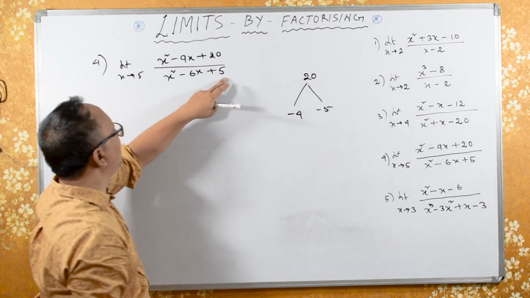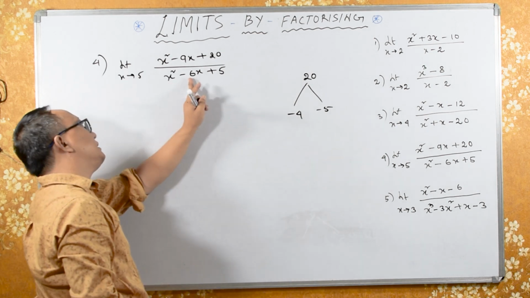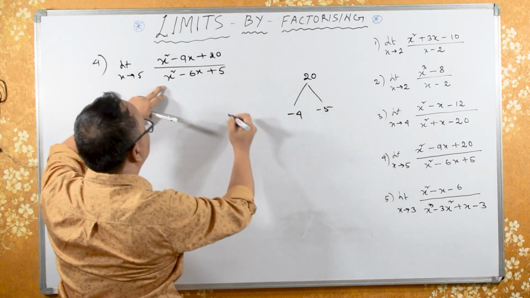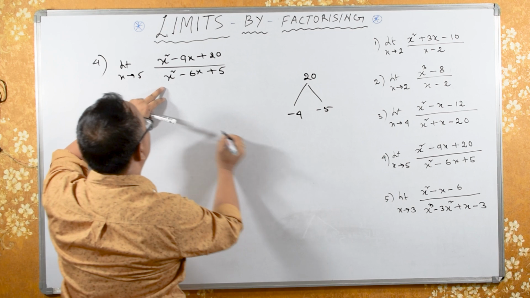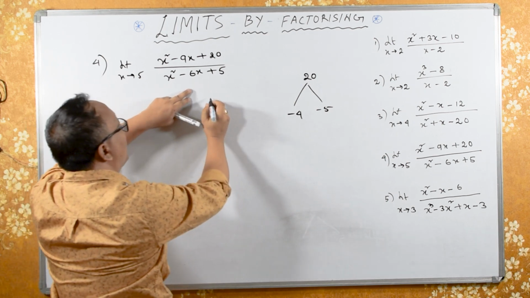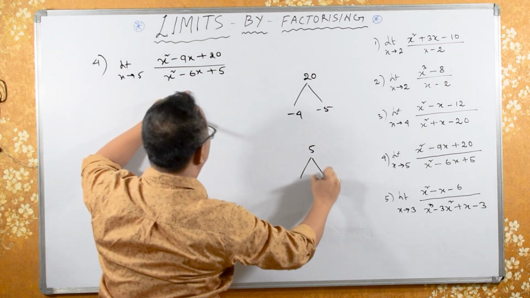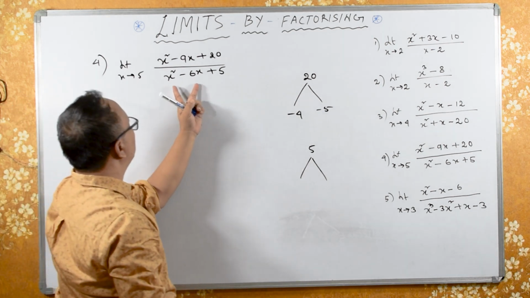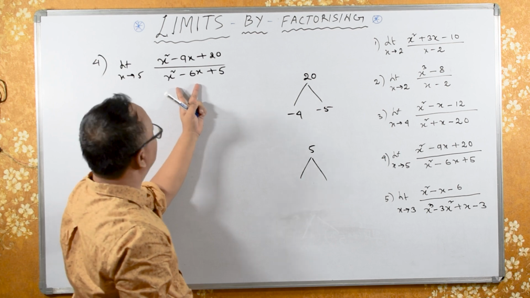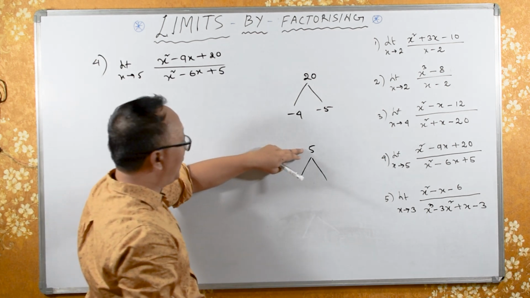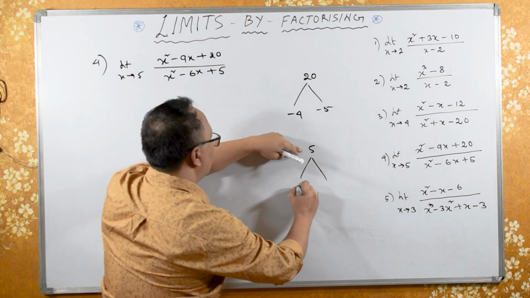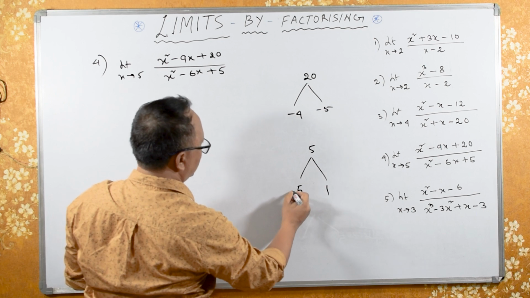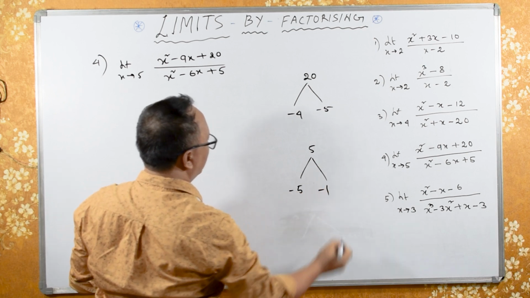Another is what? Here this is very simple. Instead of 6x, what we can do is here 5. So 6x is the same as 5. We want to split 5 as 1 into 5. So we need to search two numbers such that if we multiply, we get 5, and if we add, we get 6. Here, minus 1 and minus 5.